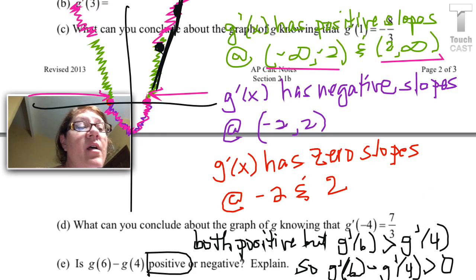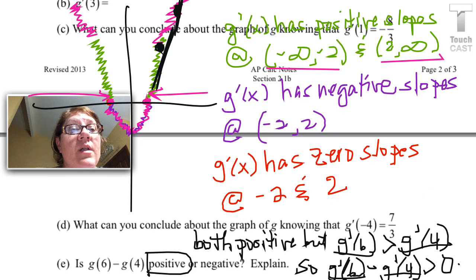And that's what I just said, all with symbols. So they're both positive, but the slope at 6 is greater than the slope at 4. So when I subtract their slopes, it'll be positive. So g of 6 minus g of 4 will be positive.